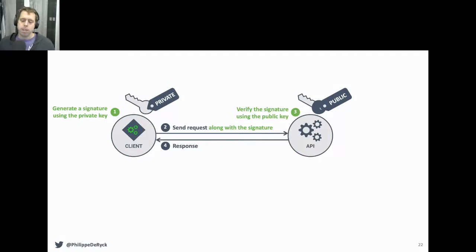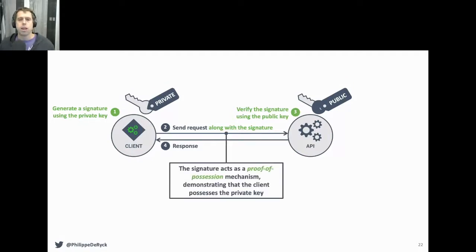This mechanism is also known as a proof of possession mechanism. The client is essentially proving possession of a private key to another party, which functions in this case as authentication because the client is the only one supposed to have that private key. You've all been using this all the time basically because TLS, HTTPS is based on this exact mechanism.